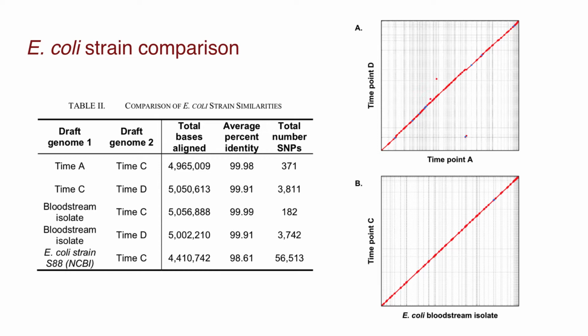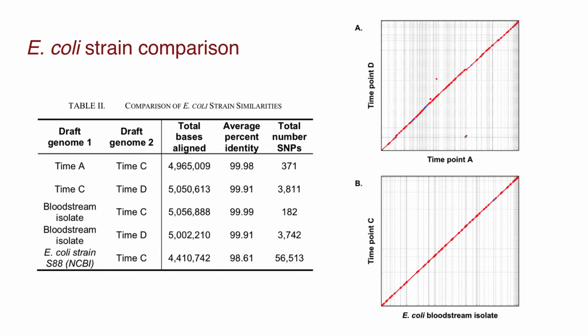And to get at this question, we performed pairwise alignment of the E. coli draft genomes from the various time points and between the intestine and the bloodstream isolate. So here in the table, we see for each pair the total bases that were aligned, the average percent identity, and the total number of SNPs between the two genomes. The bottom row is an unrelated strain that we got off of NCBI to use as a comparison.